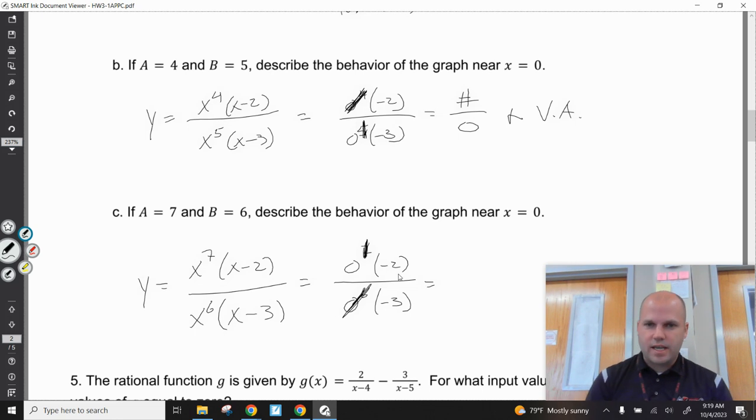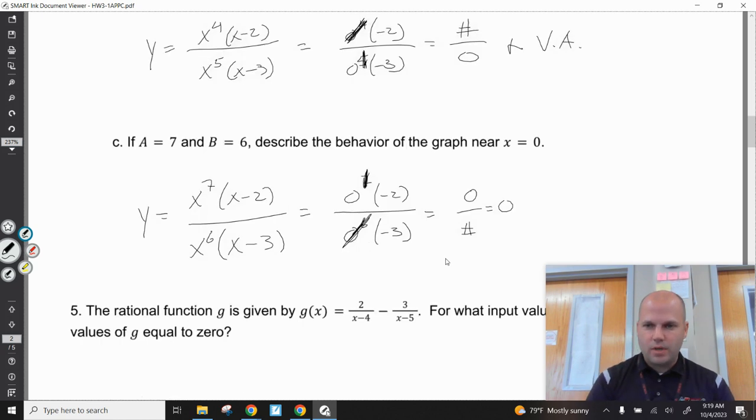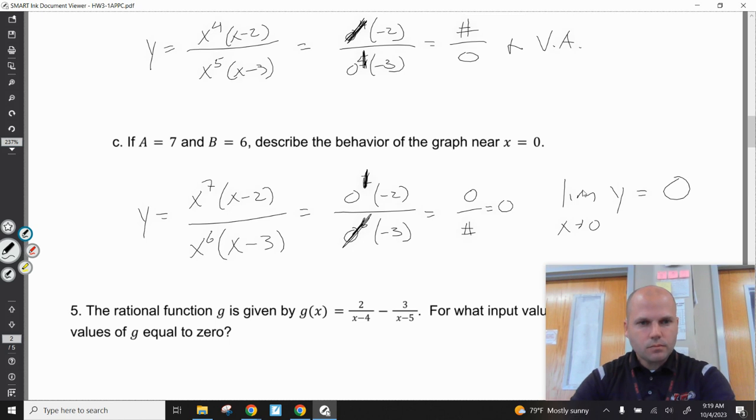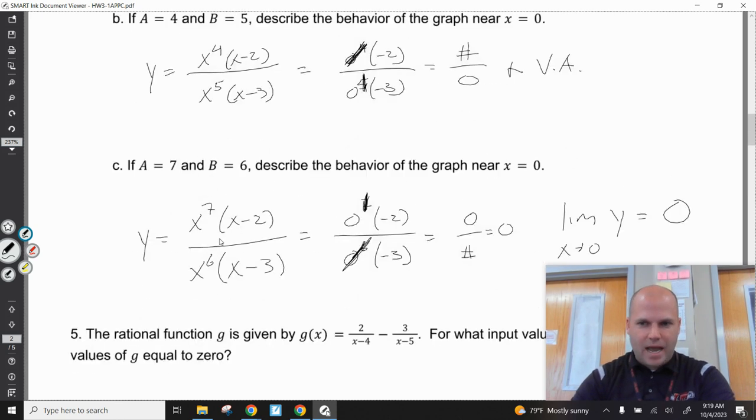Now you're allowed to take a number and divide it into 0. You get 0. Now what we're saying is that we're not going to equal 0. Rather, for this situation, my function y has a hole at 0, 0. So we end up with 0 over 0 to start. We're not allowed to plug in 0, so that's bad. We still have a hole.